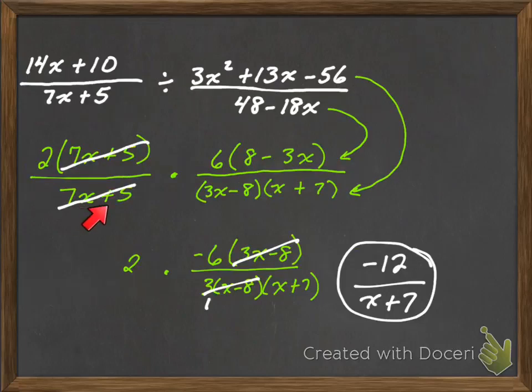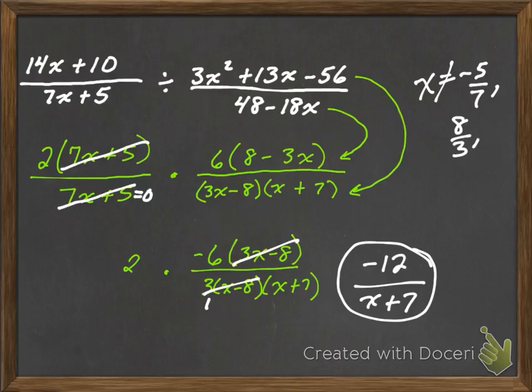On this one, we had a 7x plus 5. So that means if you were to set this equal to 0 and then subtract 5 and then divide by 7, that would give you negative 5 sevenths. That's the value that x cannot equal. Also this one, if you set this equal to 0, you would add 8 to the other side and then divide by 3. So 8/3 is an excluded value. And then negative 7 would also cause your denominator to be 0.